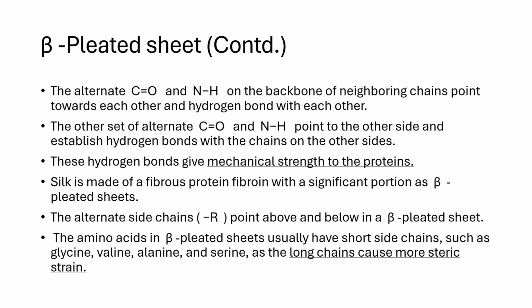The alternate side chains point above and below in a beta pleated sheet. The amino acids in pleated sheets usually have short side chains such as glycine, valine, alanine, serine, as the long chains cause more steric strain.